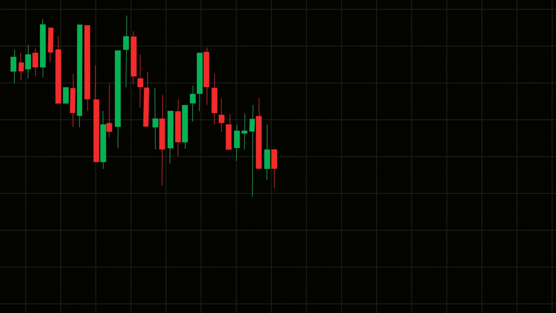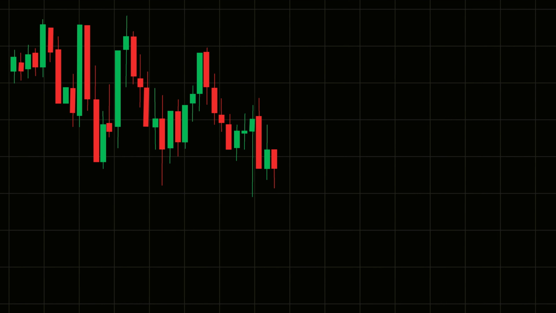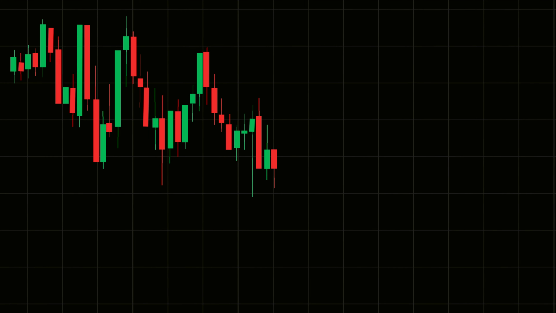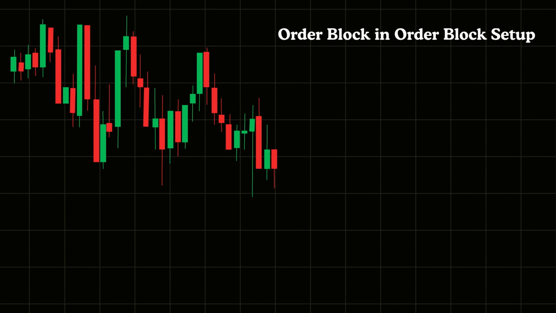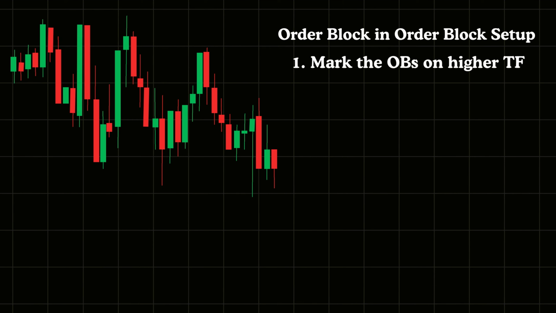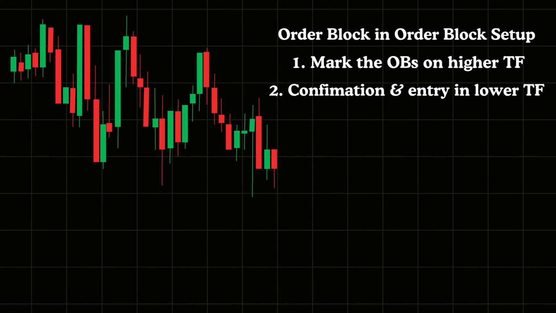Using the Forex Tester Online platform, this straightforward strategy involves identifying order blocks on the higher time frame. When price taps into one of these order blocks, we'll switch to the entry time frame, look for confirmation, and then place our trades accordingly.